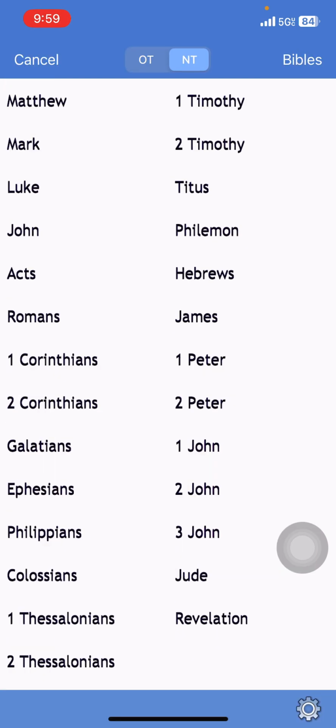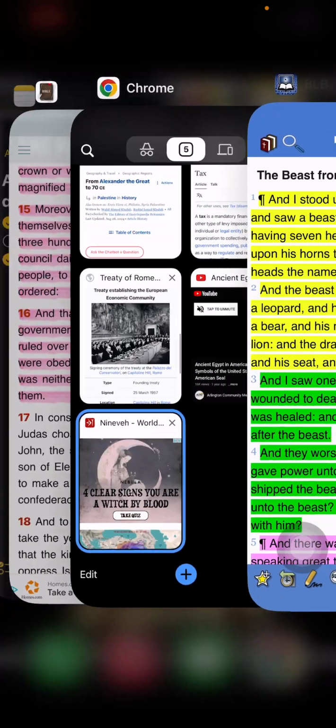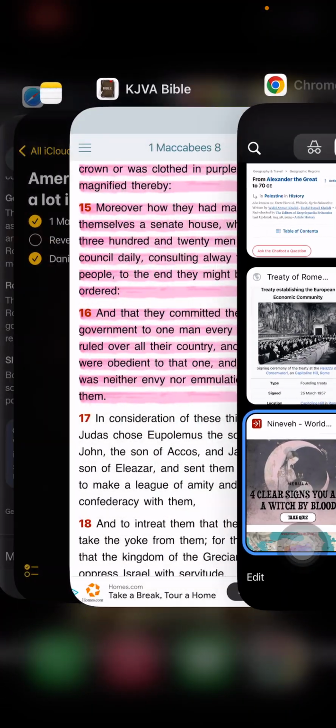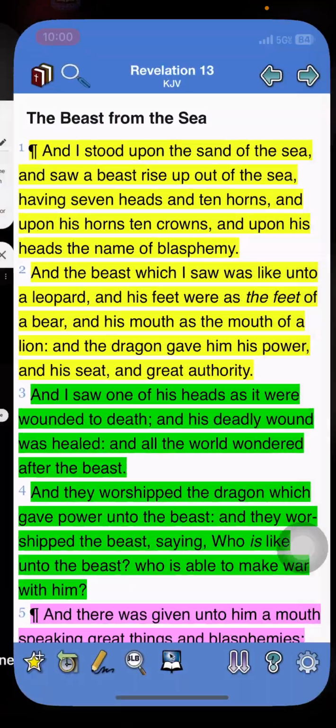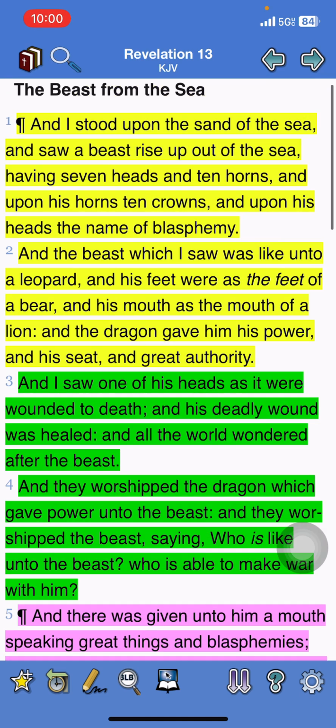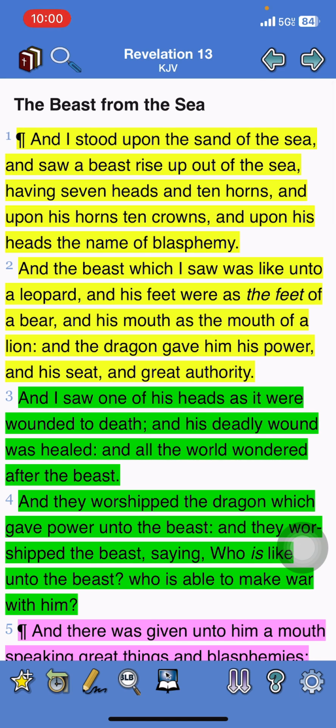Let's get that Revelation 13. All right. Revelation 13 and 11. I'll start at verse 1. I'm going to read verse 1 and 2. It says, "And I stood upon the sand of the sea, and saw a beast rise up out of the sea, having 7 heads and 10 horns."